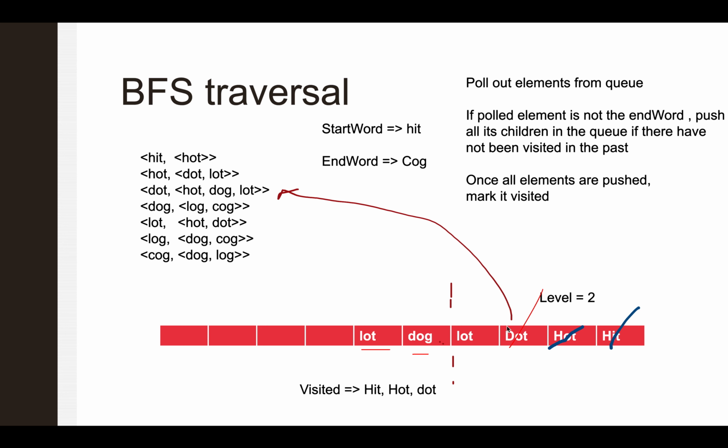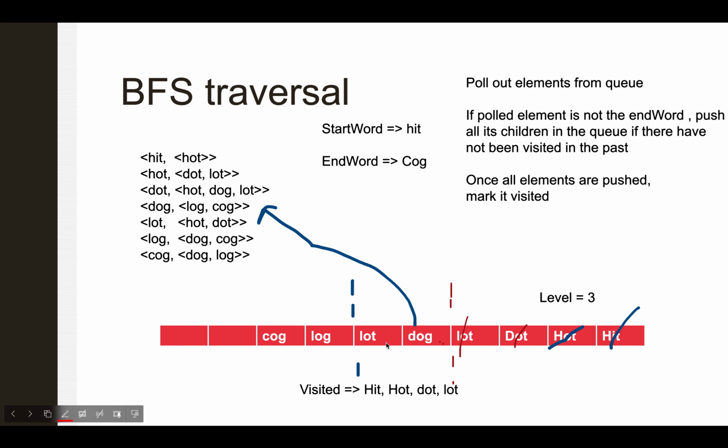Let's move ahead to the next iteration. We get lot. Lot has hot and dot. Hot and dot are already part of the visited array, so we'll ignore them and move ahead. Next we have dog in the queue, and we pull out dog.